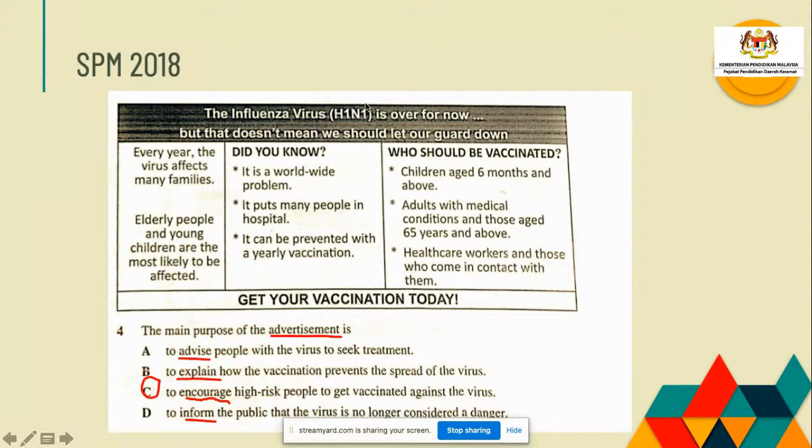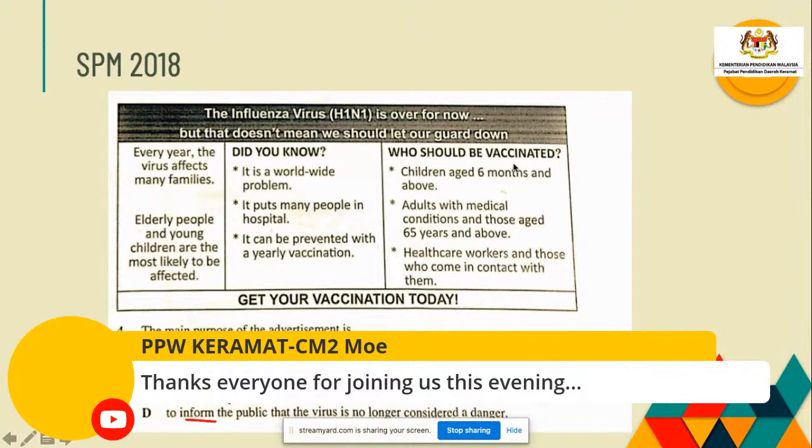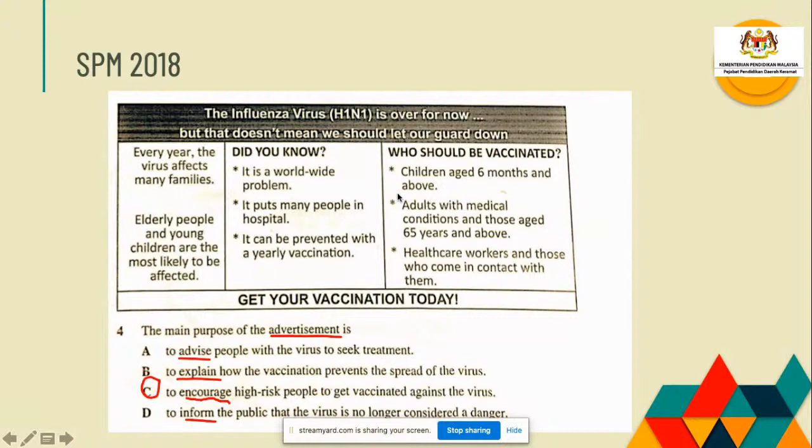Okay. Who should be vaccinated? Siapakah yang perlu divaksin? Siapakah yang perlu menerima vaksin? Okay. Children aged 6 months and above. Dia kata orang yang perlu mendapatkan vaksin tersebut, vaksin H1N1 ialah anak-anak yang berumur 6 bulan dan ke atas ataupun adults dewasa yang ada masalah kesihatan. Medical conditions maksud dia masalah kesihatan ataupun orang yang berumur 65 tahun ke atas. So ini adalah yang berisiko tinggi.